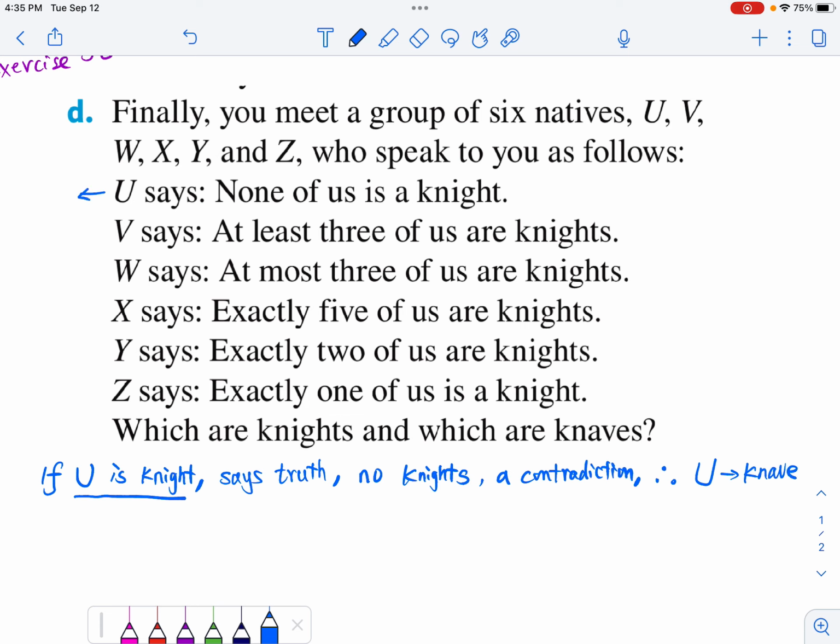That's not too bad. So knave, let's document that. In other words, what U says is a lie. This is not true, so its negation should be true. Well, none of us is a knight means all are not knights. Usually writing this as a universal statement makes it easier to find the negation, which is why I rewrote it. So its negation is some are knights. At least one is a knight.